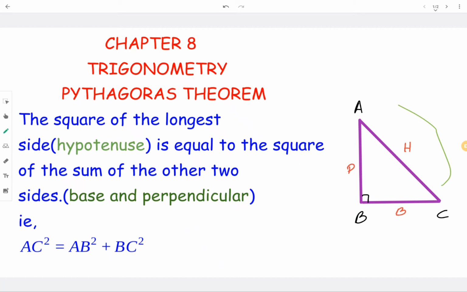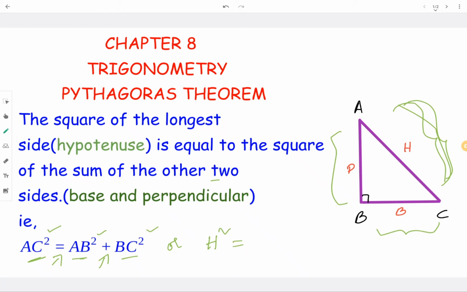What are the other two sides? If you look here, it will be AB and BC. All right, so if you look here, the square of the longest side, so you can see square is there, and the longest side is AC, is equal to the sum, plus, of the squares, you can see here, of the other two sides. What are the other two sides? AB and BC, or in other words, the longest side is H. So H square equals P square, perpendicular, plus base square. So this is valid for every other question as long as it is a right triangle.